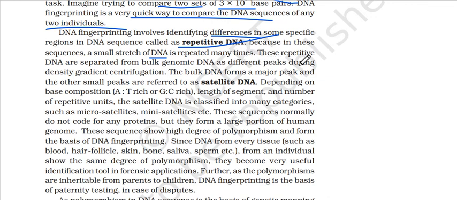These repetitive DNA are separated from bulk genomic DNA as different peaks during density gradient centrifugation. ये हमें different peaks पे मिलता है, हम centrifuge करते हैं इनको. The bulk DNA forms a major peak, obviously, and the other small peaks are referred to as satellite DNA. Fine, एक हमारे पास bulk DNA होगा और हमारे पास satellite DNA. Depending on base composition, AT rich or GC rich, length of segment and number of repetitive units, the DNA is classified into many categories such as microsatellites, mini satellites, etc. तो वो हम देखते हैं based upon various factors.